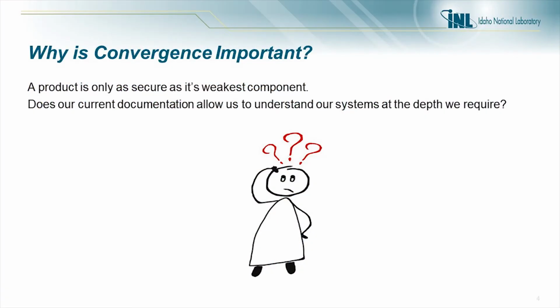So why is convergence important? We all kind of understand that the products that we consume and the products that we have in our environments are only as secure as their weakest component. If that happens to be a subcomponent, we inherit those risks along with it. So the question then becomes, does our documentation allow us to understand our systems at a depth that we need to really understand our environment's risk factors?